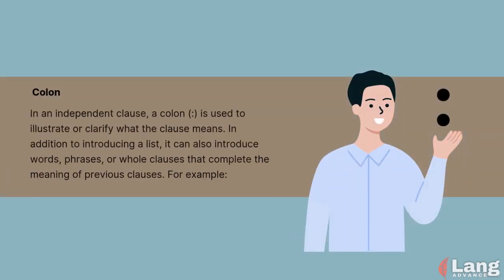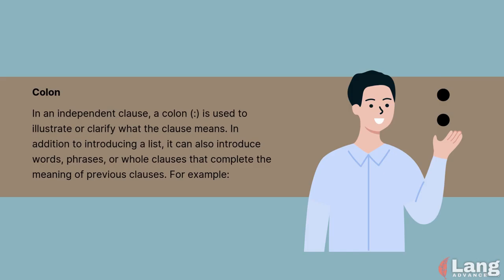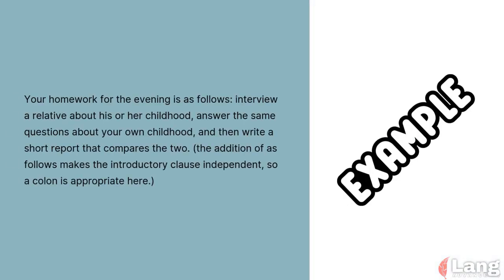Colon. After an independent clause, a colon is used to illustrate or clarify what the clause means. In addition to introducing a list, it can also introduce words, phrases, or whole clauses that complete the meaning of the previous clause. For example, your homework for the evening is as follows: interview a relative about his or her childhood. Answer the same questions about your own childhood, and then write a short report that compares the two. The addition of "as follows" makes the introductory clause independent, so a colon is appropriate here.